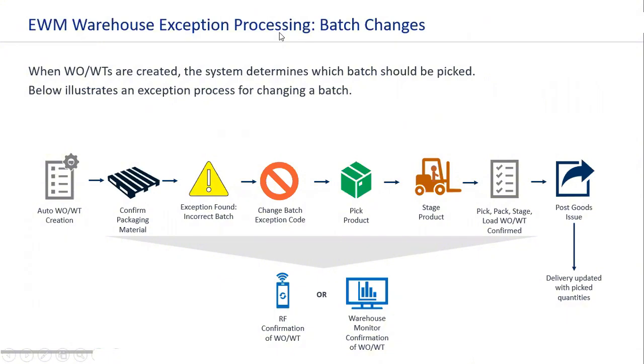So warehouse exception processing for batch changes. When a warehouse order or task is created, the system determines which batch should be picked. Below illustrates an exception process for changing a batch. So you found an incorrect batch and you want to change the batch, and you can use the change batch exception code and then pick the product, stage, and load.